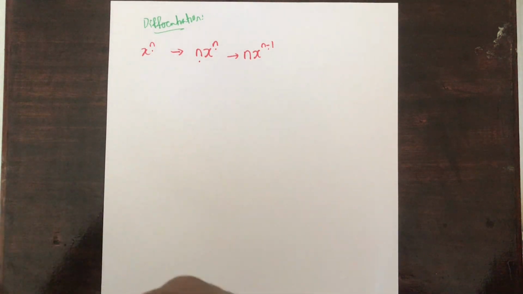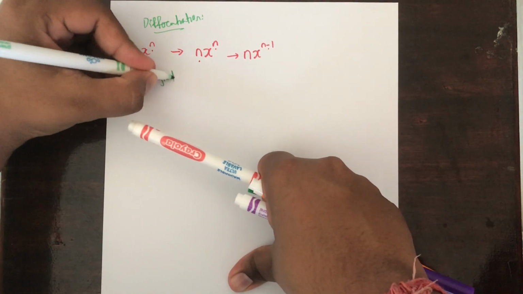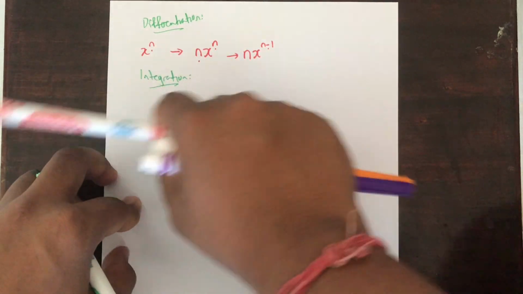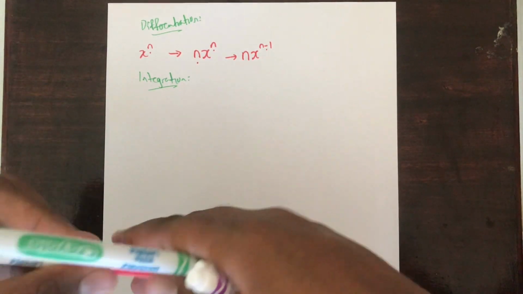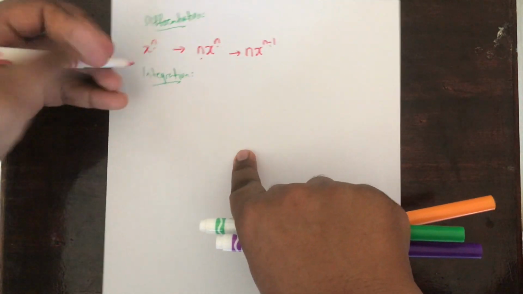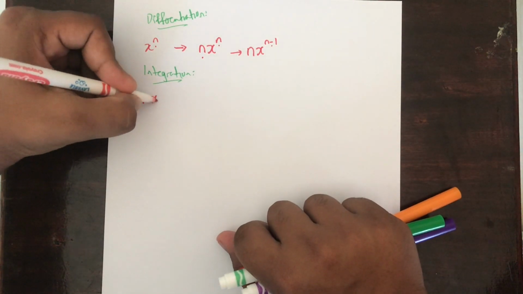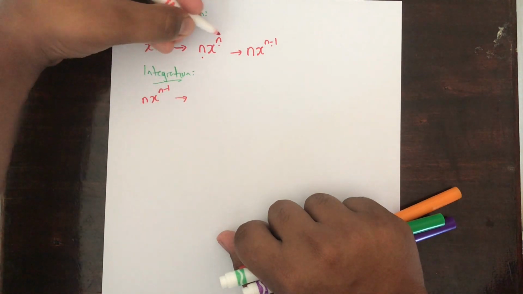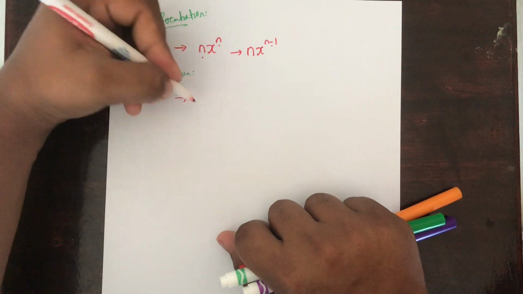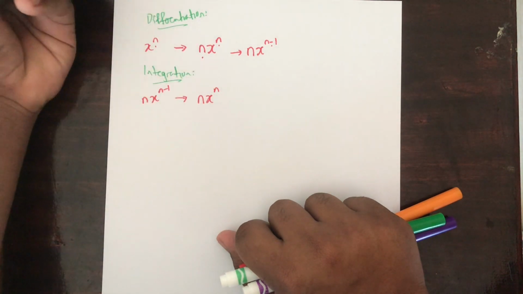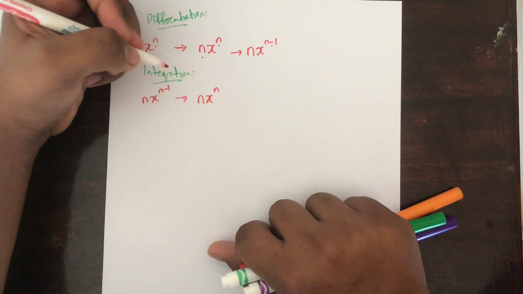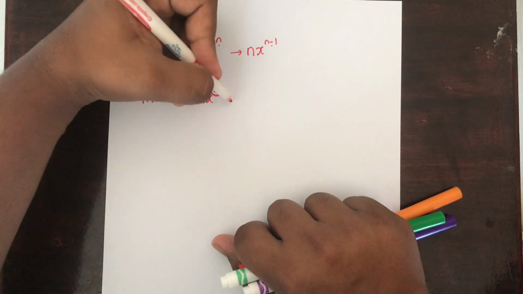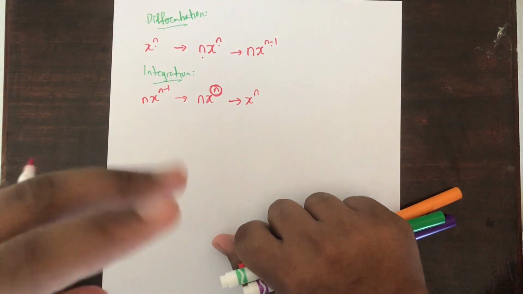Now integration is the reverse of this. Let's see how integration would look. You have nx power n minus 1 and you want to obtain x power n. This is how you do it. If you have nx power n minus 1, the first step is to add 1 to the power, because here we subtracted 1 from the power. You have to add 1 to the power. So you have nx power n, and then you need to divide by the new power. This is the new power, not this. So you divide by n, and that gives you x power n. This is how integration works.